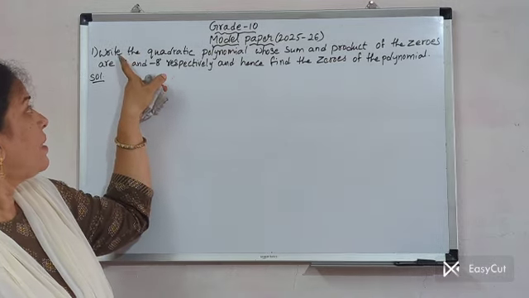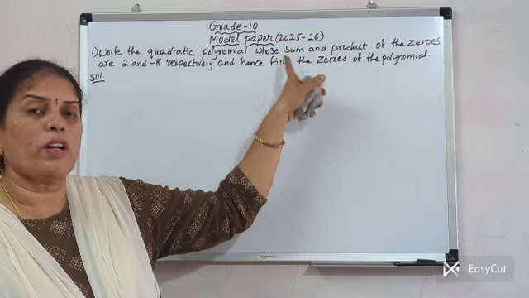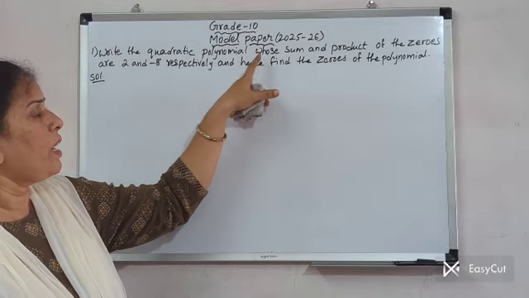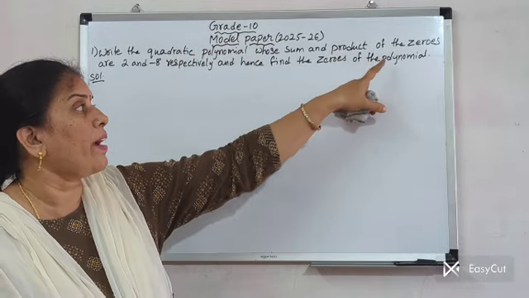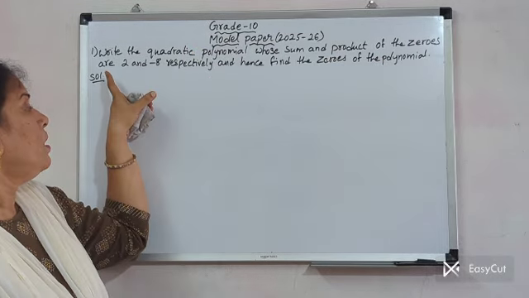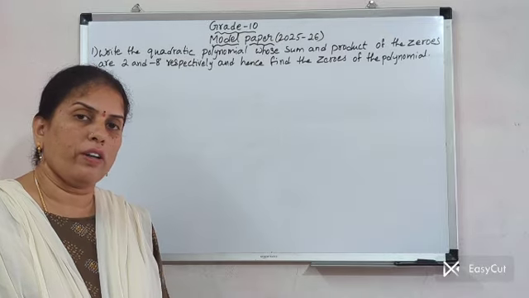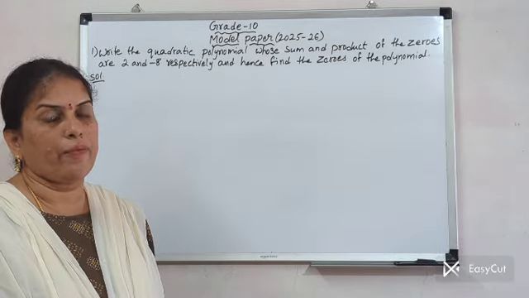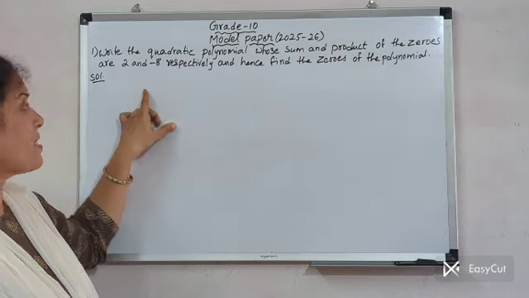What is the model paper question? These are model paper questions. Write the quadratic polynomial whose sum and product of the zeros are 2 and minus 8 respectively, and hence find the zeros of the polynomial. See here children, these are 3 marks questions. Okay. In 3 marks questions, what have they given?